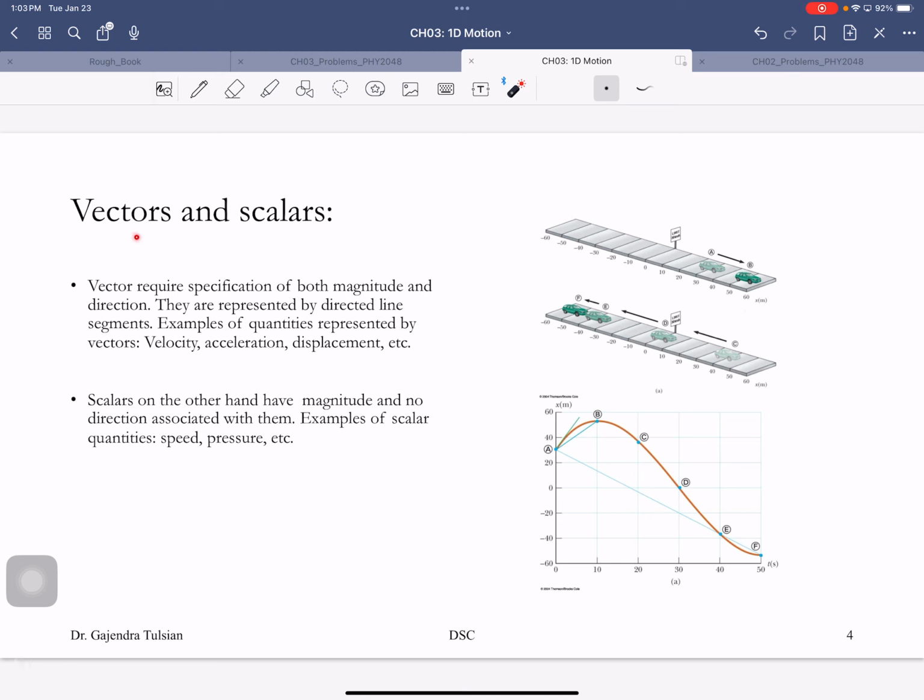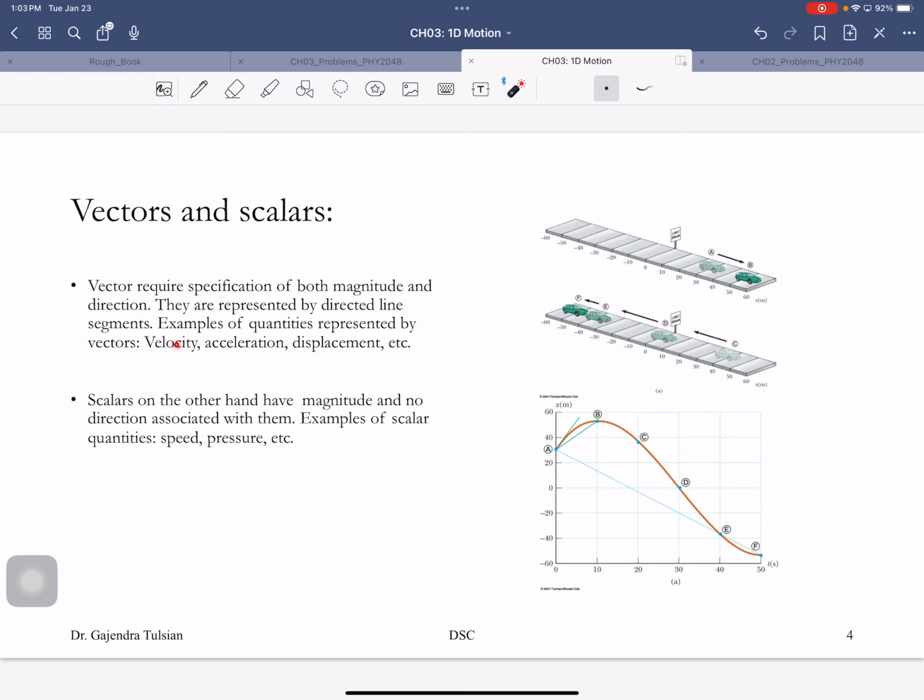We already talked about vectors and scalars. There are quantities in physics that we study that are represented by vectors: velocity, acceleration, displacement, forces, momenta. And there are other quantities that are scalars: speed, pressure, etc. To specify vectors, you need more than one number. To specify scalars, you just need one number.